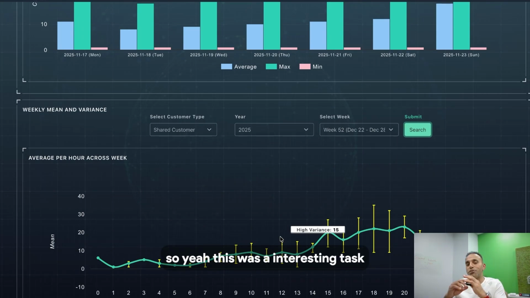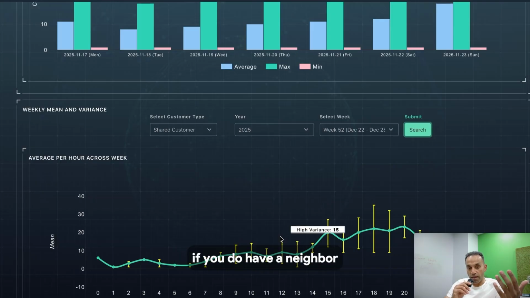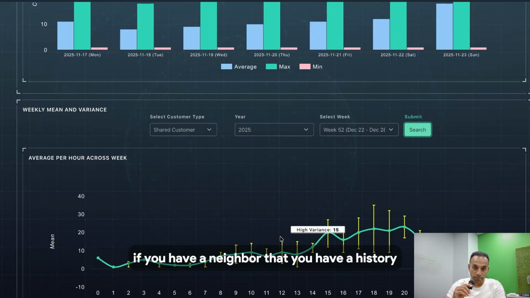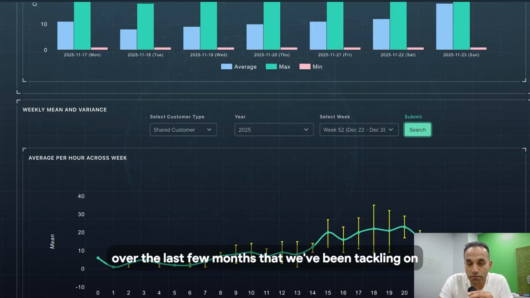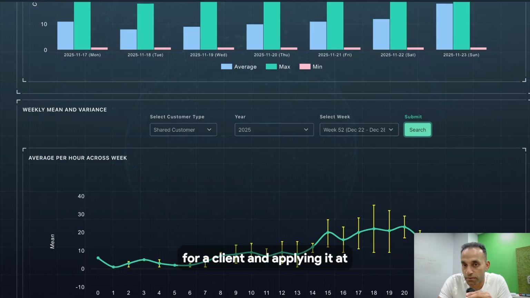So yeah, this was an interesting task, literally made from the ground up, very revealing. So if you do have a neighbor that's maybe taking away your sales, especially for convenience stores, gas stations that are getting into food, maybe you charge them rent accordingly. But also at the same time, if you have a neighbor that you have a history that shares a lot of customers with you, they might be a better neighbor with you that shares your door, that brings you more customers, right? So I thought this was an interesting task for us over the last few months that we've been tackling for a client and applying it at our convenience stores.